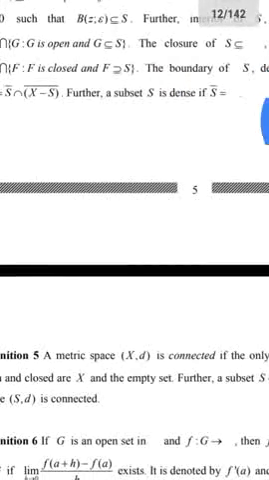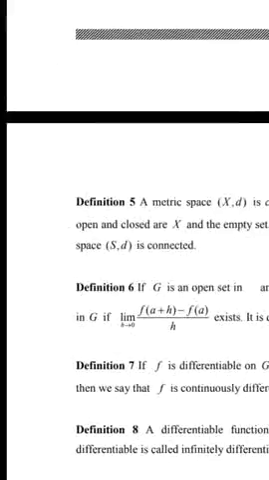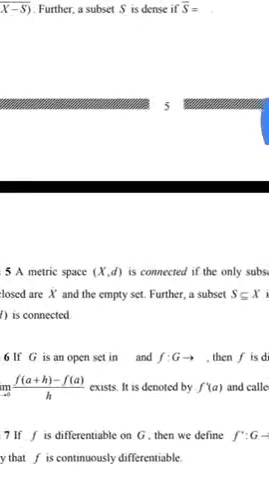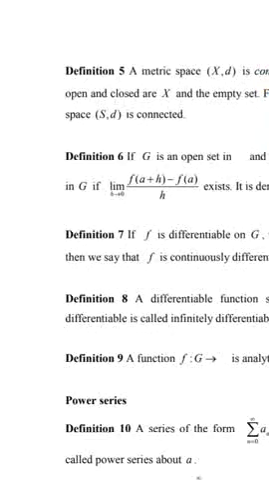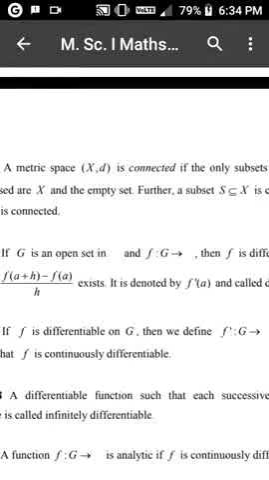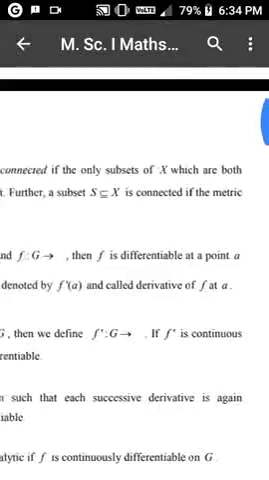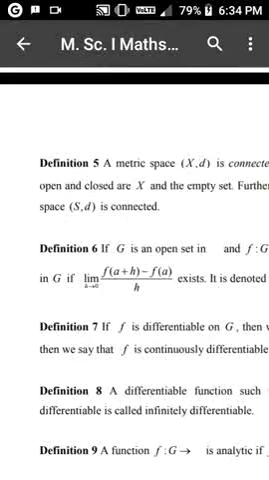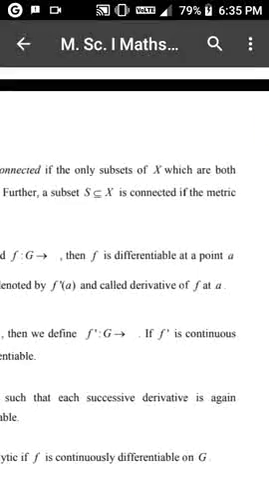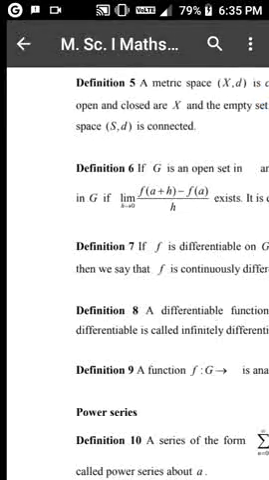Further, a subset S is dense if S closure is equal to X. Definition. A metric space (X, d) is connected if the only subsets of X which are both open and closed are X and the empty set. Further, a subset S of X is connected if the metric space (S, d) is connected.